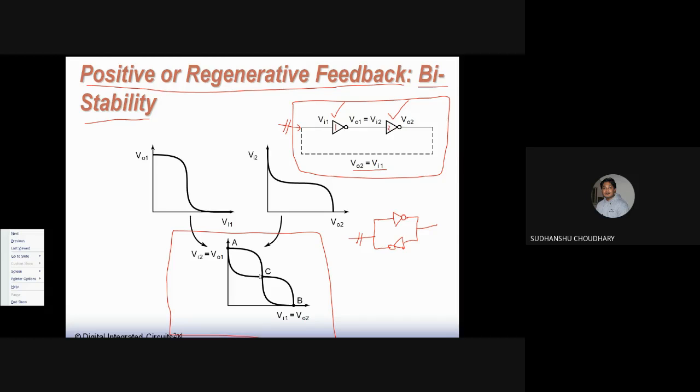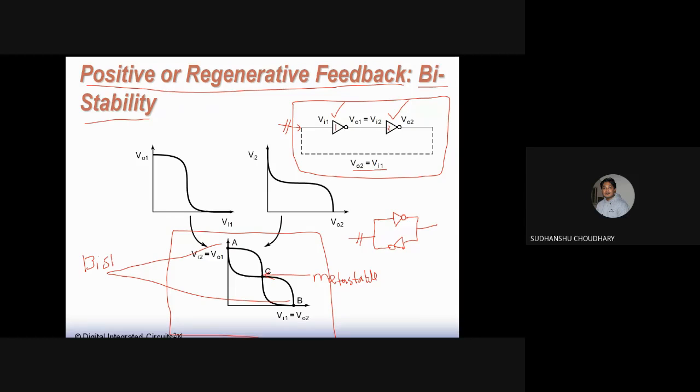Okay. Now from this picture, one can find three regions of operation. There could be three operating regions: one could be A, one could be B, and one could be C. So C is a metastable region. We say that this C is metastable. And these A and B are two bistable points, or bistable regions. That is bistable logic, and maybe we would call A as VDD.